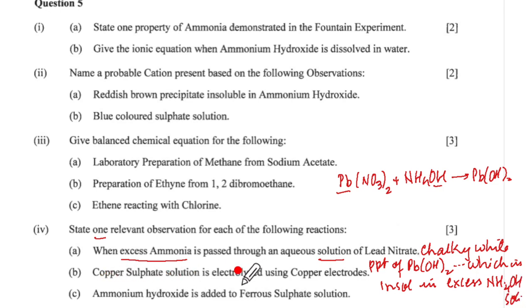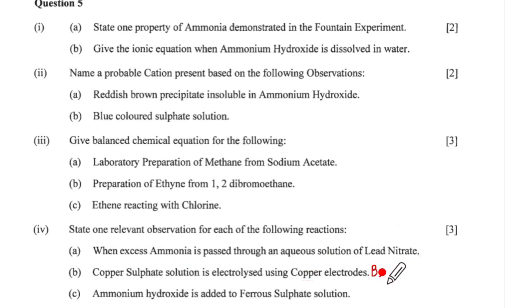Copper sulfate solution is electrolyzed using copper electrodes. With copper electrodes, remember, they will be taking part in the reactions, they will be active electrodes and they will supply copper cations into the solution. So for B, our observation will be blue color of electrolyte does not fade.